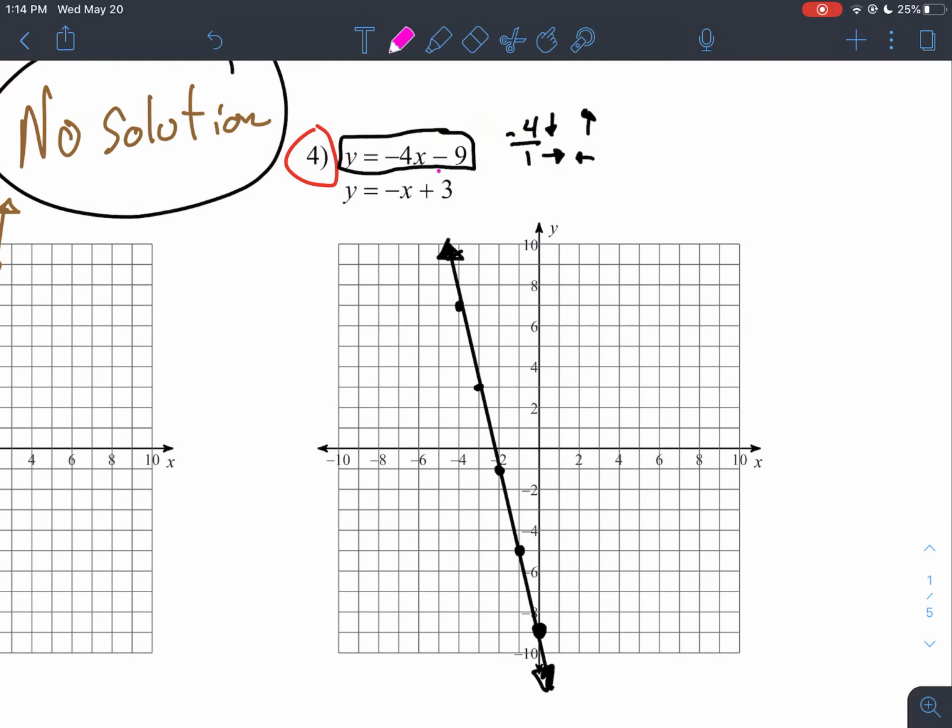Let's do a pink one. So we've got the pink equation. Notice that it's just a negative sign. Well, that's like saying negative 1 out in front. So we're going to go down 1 and right 1. So we're going to start at our y-intercept of positive 3. So we're going to go to 0, positive 3. And we're going to go down 1, right 1. Notice we're not really making any headway here towards that line. We're actually going in the opposite direction.